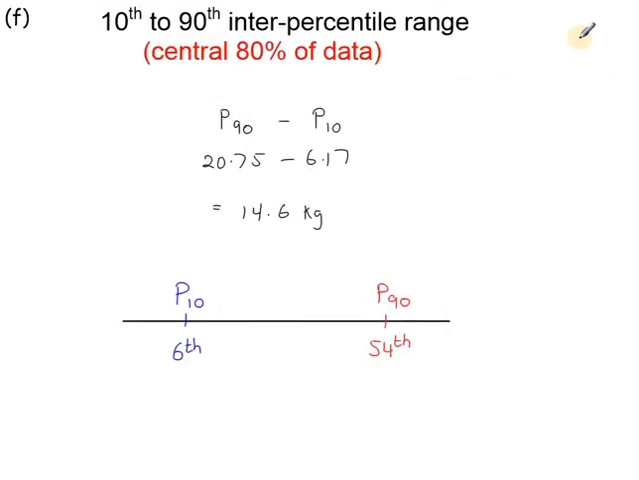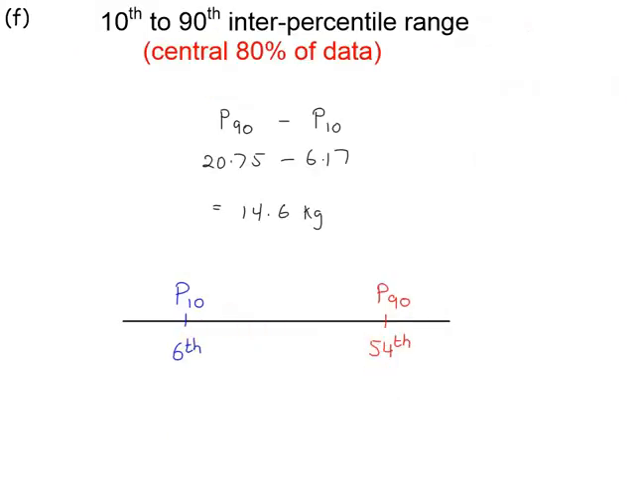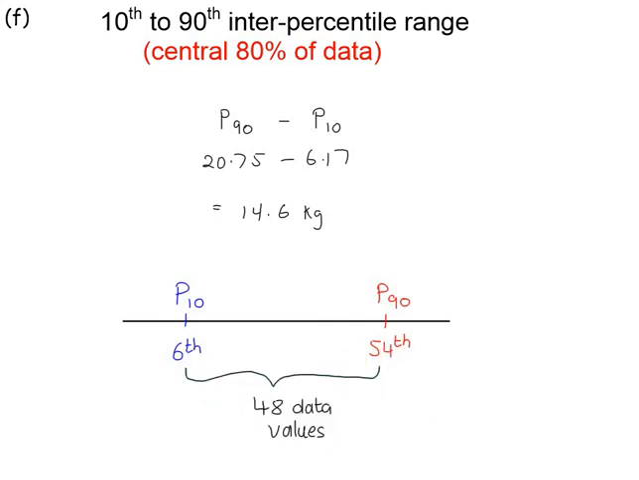Part F. So we have the 10th and 90th percentile values worked out. In between lies 80% of all the data. So P90 minus P10 will give the interpercentile range. So 14.6 kilograms. And remember, P10 was the 6th data value and P90 was the 54th data value, which I've written here. So if we're looking for the number of data values in this interval, it's just 54 minus 6, which is 48.